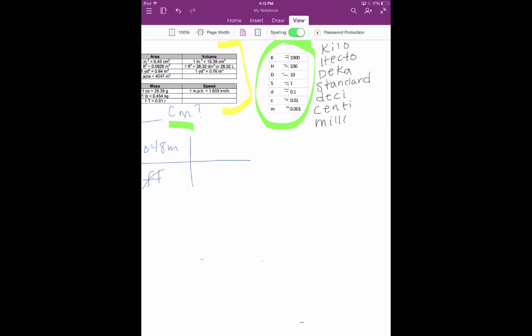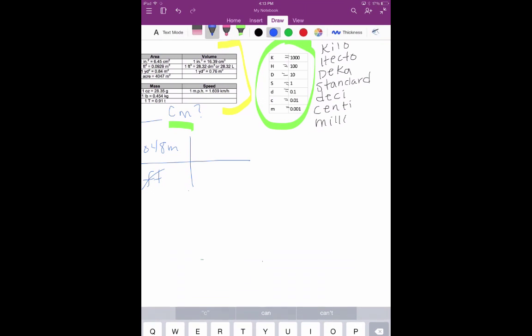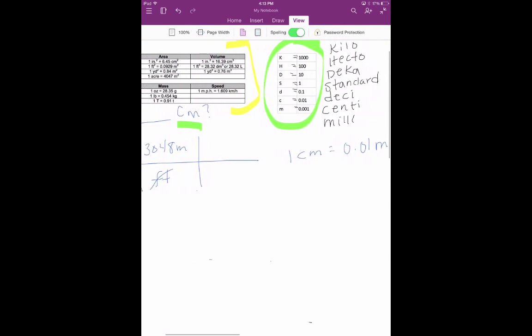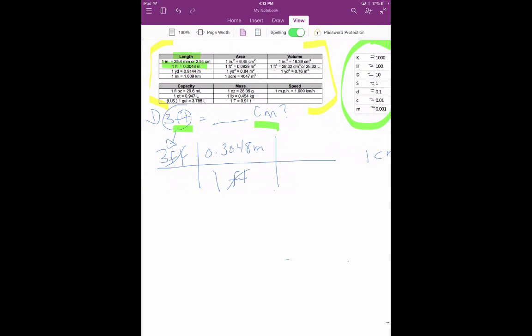Looking at this chart over here, meters is our standard unit, centimeters down here. So 1 centimeter equals 0.01 meters. That's going to be the conversion factor that we're using. So 1 centimeter equals 0.01 meters. We again want our meters to cross out, so meters is going to go on the bottom. We add 0.01 and 1 centimeter. That's going to make our meters, bam, bam, cross out, and we're going to be left with our desired units of centimeters.